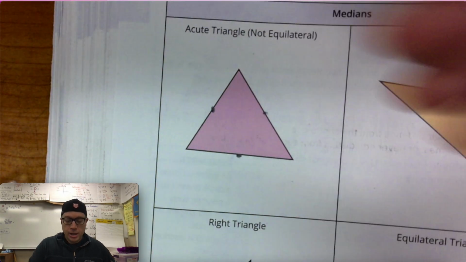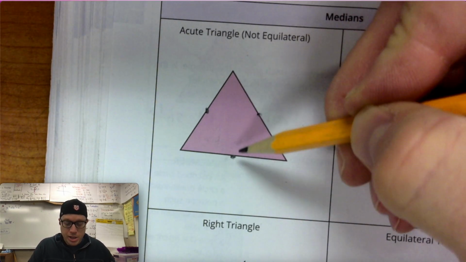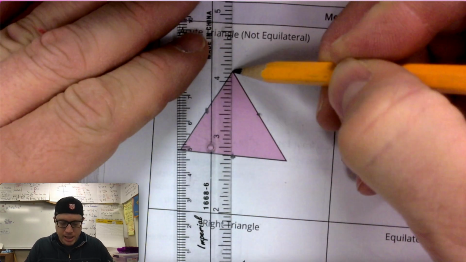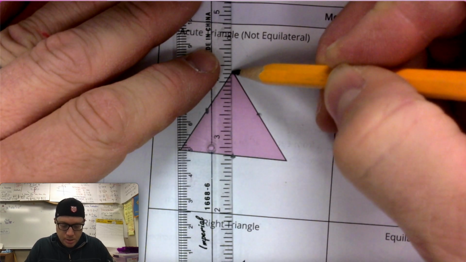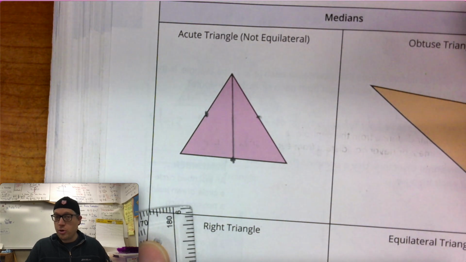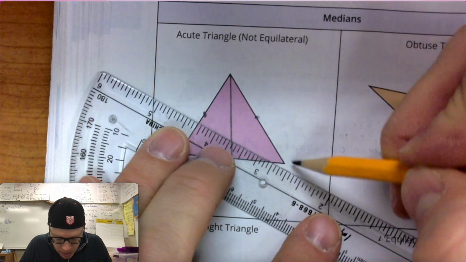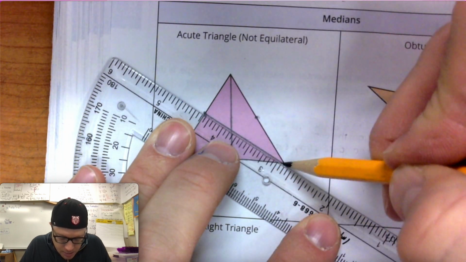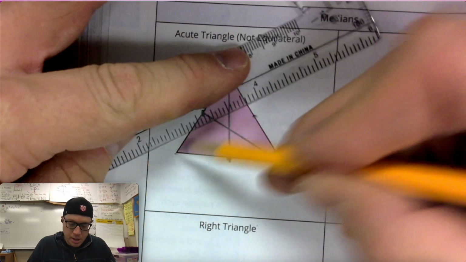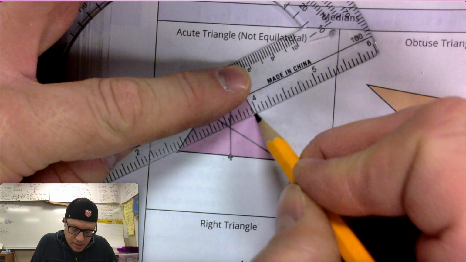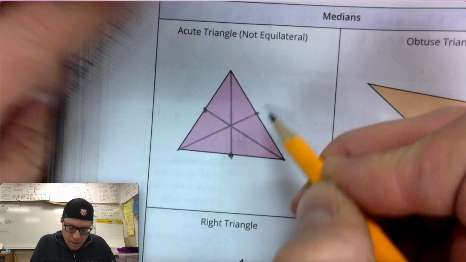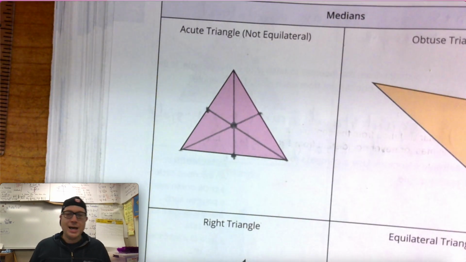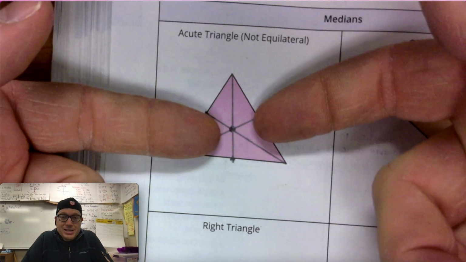Now, a median, you're going to connect this angle to the opposite side at that side's midpoint. So connect this angle to the opposite midpoint. And then do that for all 3 sides. This angle to the opposite midpoint. And this angle to the opposite midpoint. They're concurrent, which means they all meet at the middle. This is the centroid.